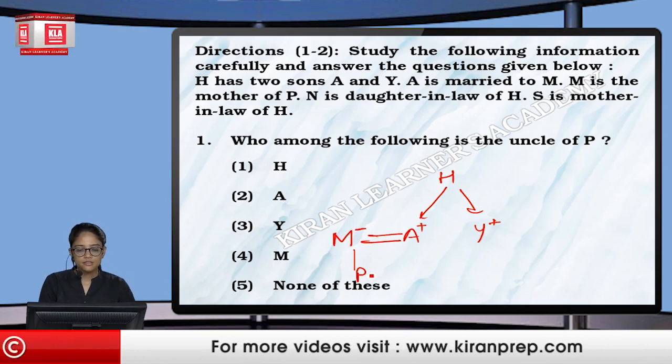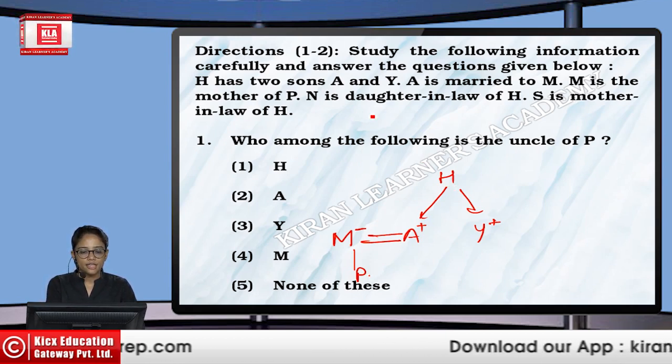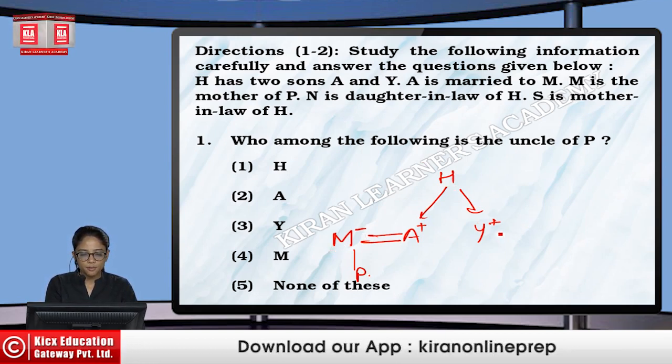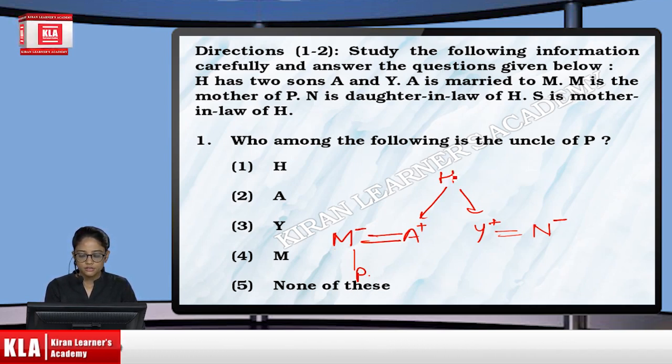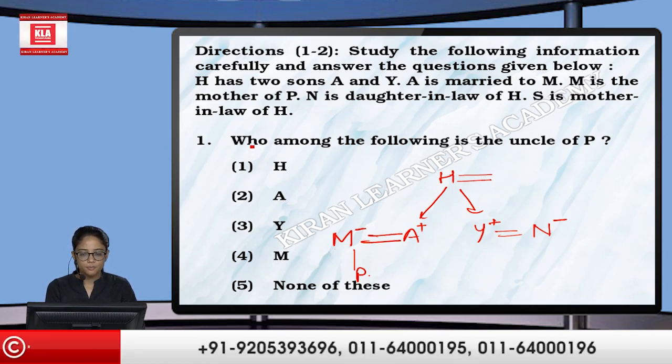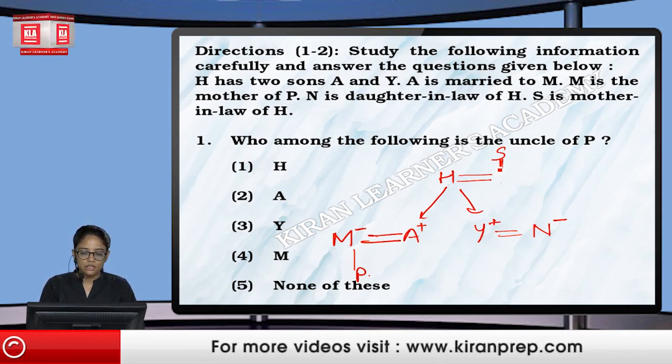And N is the daughter-in-law of S. H has a daughter-in-law N. One is M, the other will be married through N. Then S is the mother-in-law of H. S is the mother-in-law of H means S is the mother of the person who is married to H. We are not sure whether H is a male or a female. So this is the diagram we have.